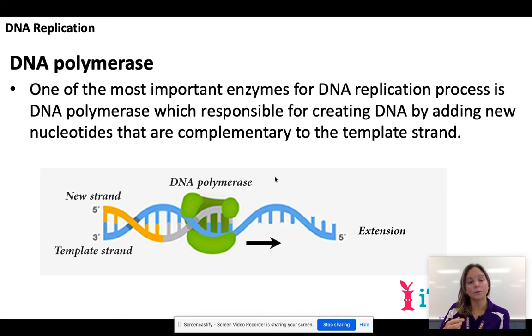And so what does it do? It takes the template. So we have the two strands, and we're going to take the template strand, and the DNA polymerase is going to add nucleotides to the template strand following the base pair rule.